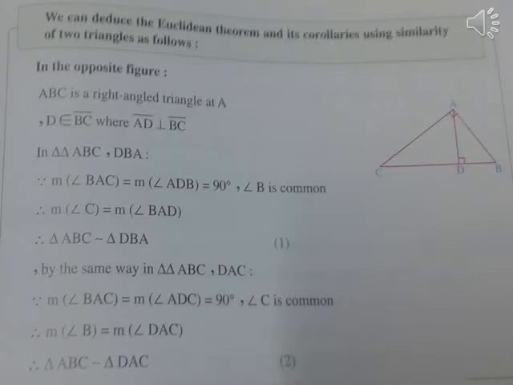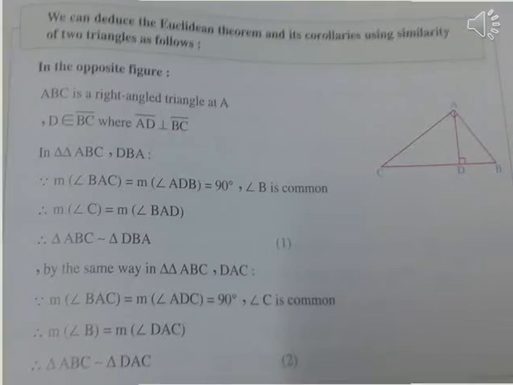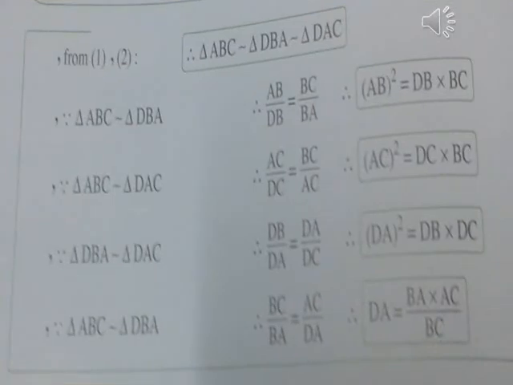In the same way, in two triangles EBC and DEC, since measure of angle BEC equals measure of angle EDC equals 90 degrees, angle C is common. Therefore, measure of angle B equals measure of angle DEC. Therefore, triangle EBC is similar to triangle DEC. From 1 and 2, therefore, triangle EBC is similar to triangle DBE, which is similar to triangle DEC.